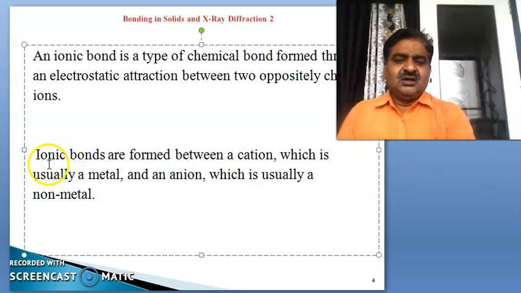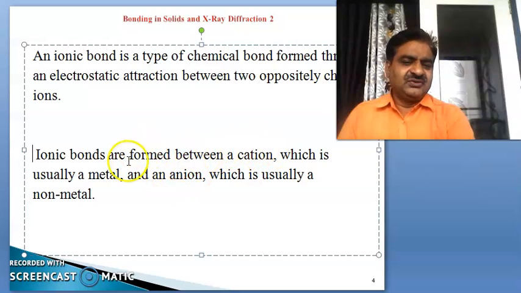In another way, ionic bonds are formed between a cation, which is usually a metal, and an anion, which is usually a non-metal. Ionic bonds are formed between metals and non-metals, that is, cations and anions.